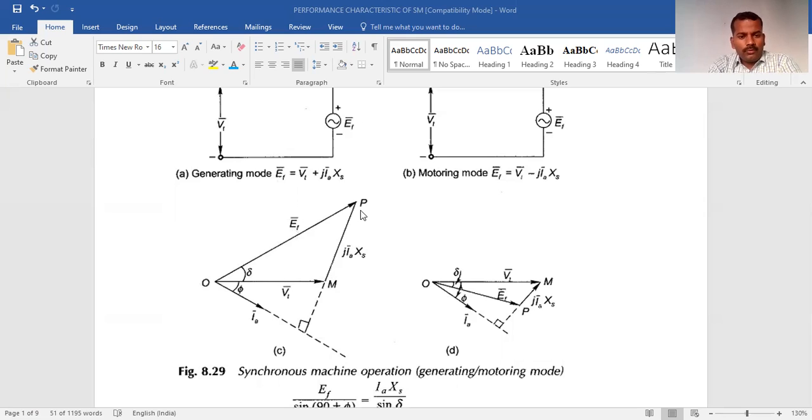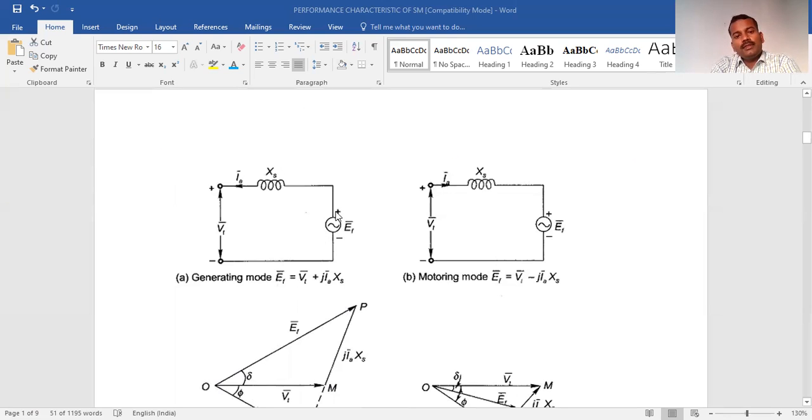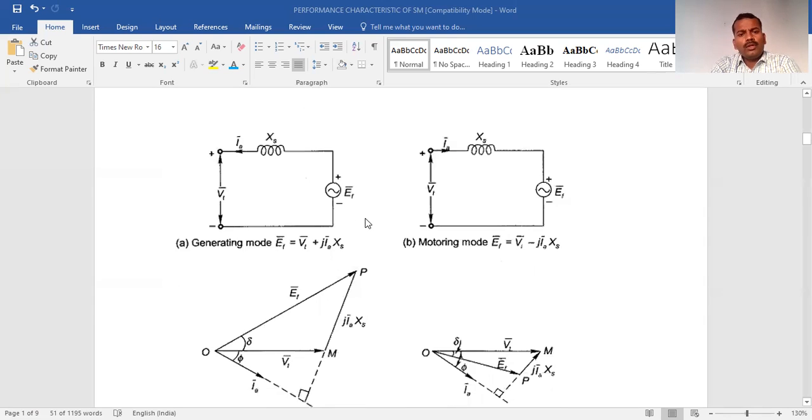If you draw the phasor diagram, this is Ia, this is the terminal voltage Vt, and this Ef is the net or resultant voltage. This voltage will be equal to the voltage across the synchronous reactance Xs plus the terminal voltage Vt. Right?